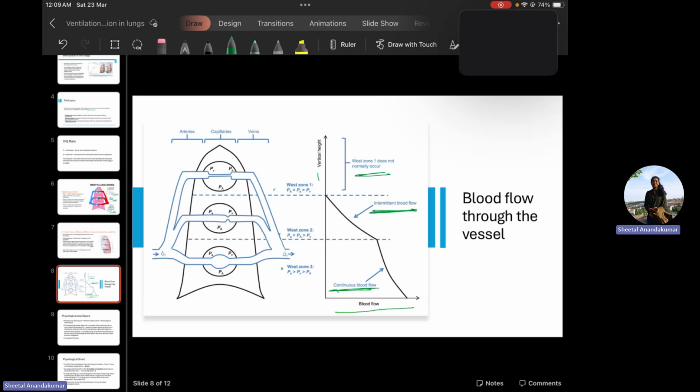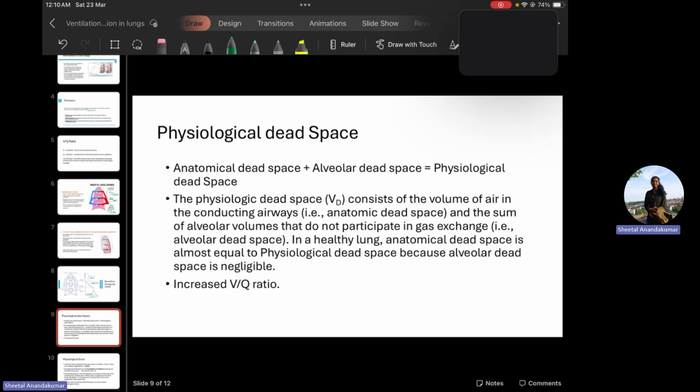So now we are going to talk about physiological dead space, or total dead space. Dead space is nothing but the volume of ventilated air that does not participate in the gaseous exchange. There are two types of dead space. One is the anatomical dead space, and the other one is the alveolar dead space. When we combine them both, we get the total dead space, or the physiological dead space. The anatomical dead space is the volume of air that fills the conducting area, like the airways made by the trachea, bronchi, and all those.